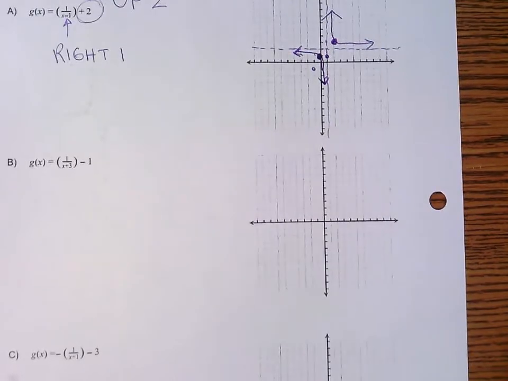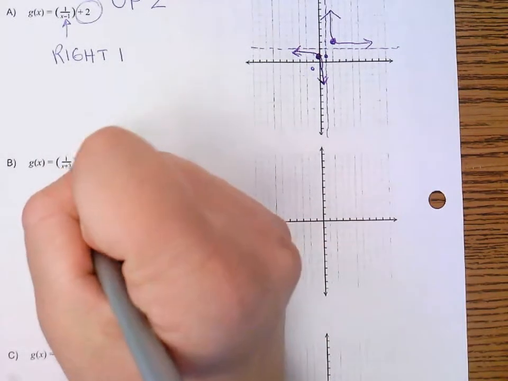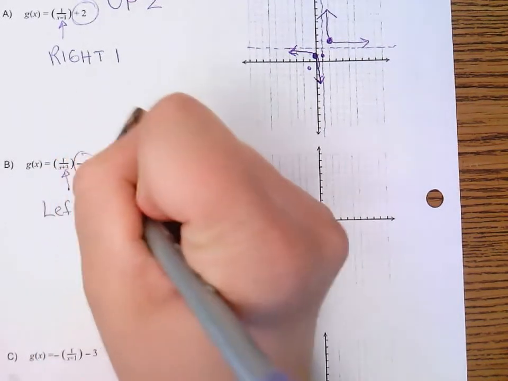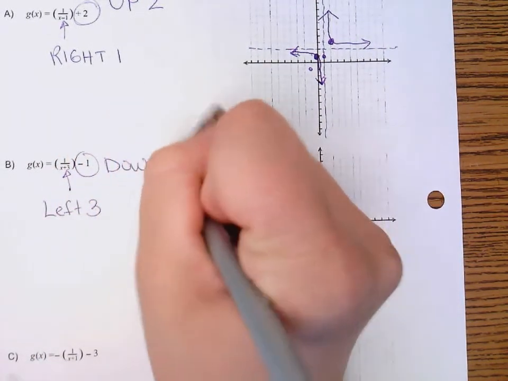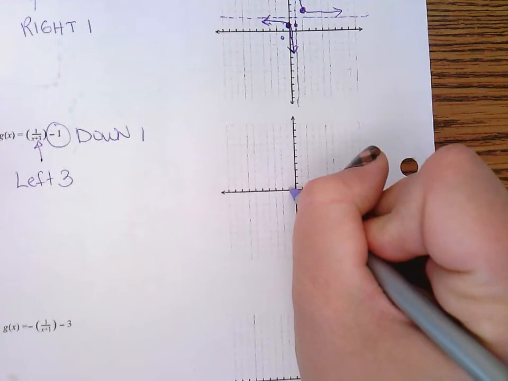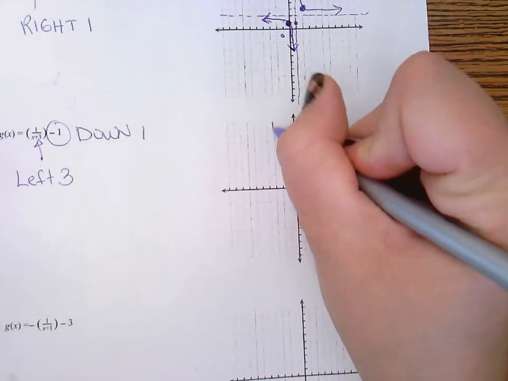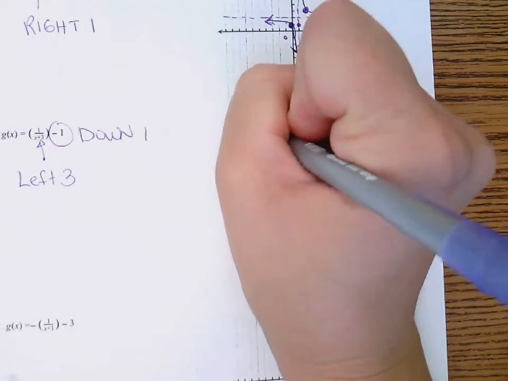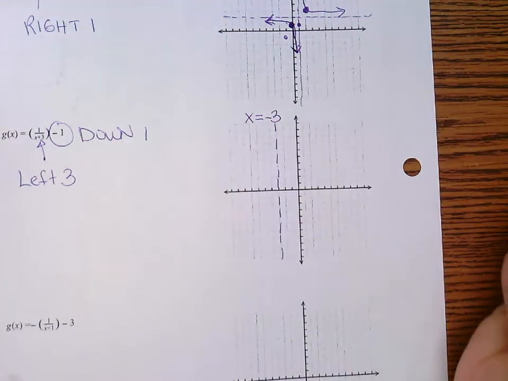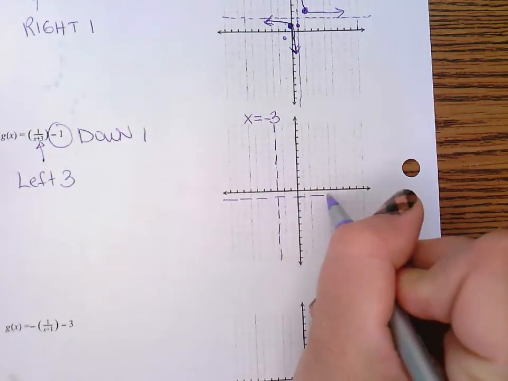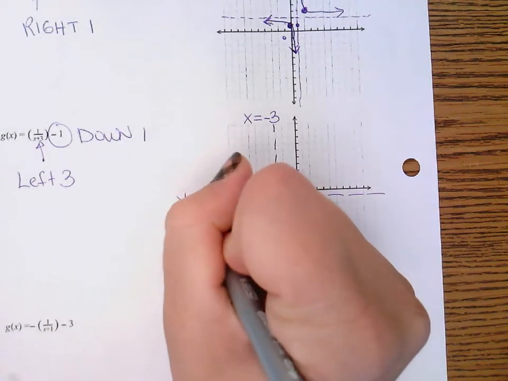So what transformation rule do you see in part B? I see that this is going to go to the left by 3, and it's going to go down by 1. So left by 3, I'm going to move my asymptote left 3. 1, 2, 3. So my new asymptote will be at x equals -3. Down 1, so my new asymptote here is going to be y equals -1.